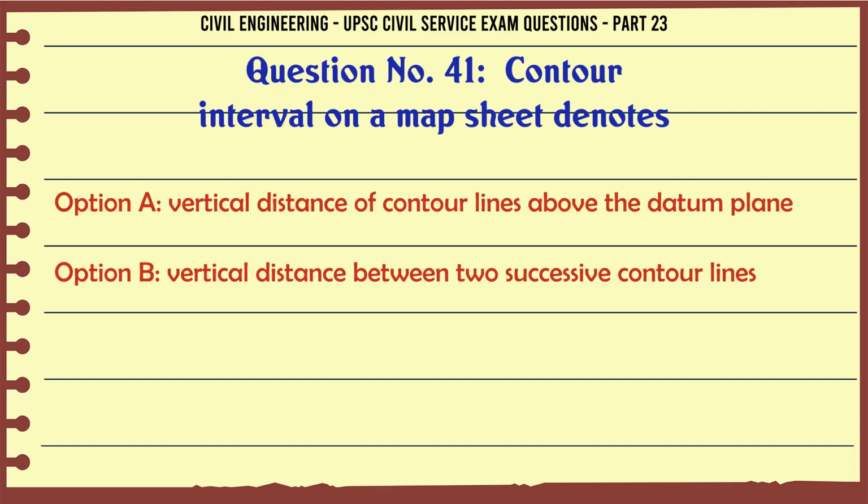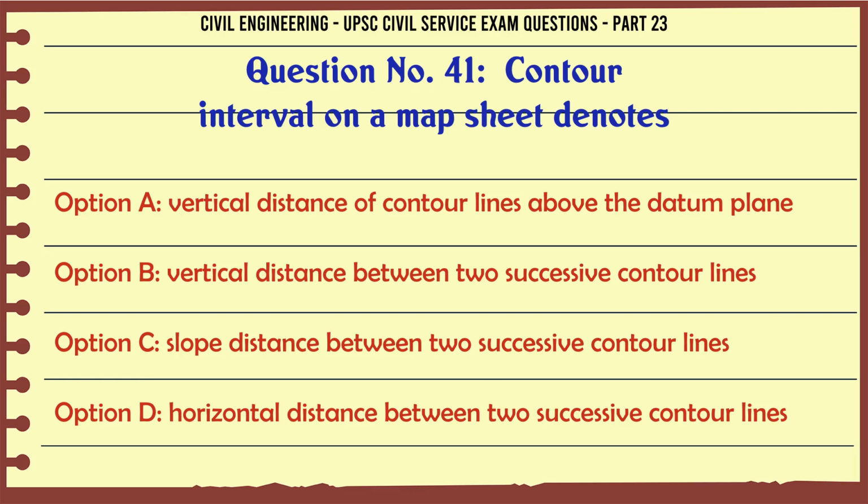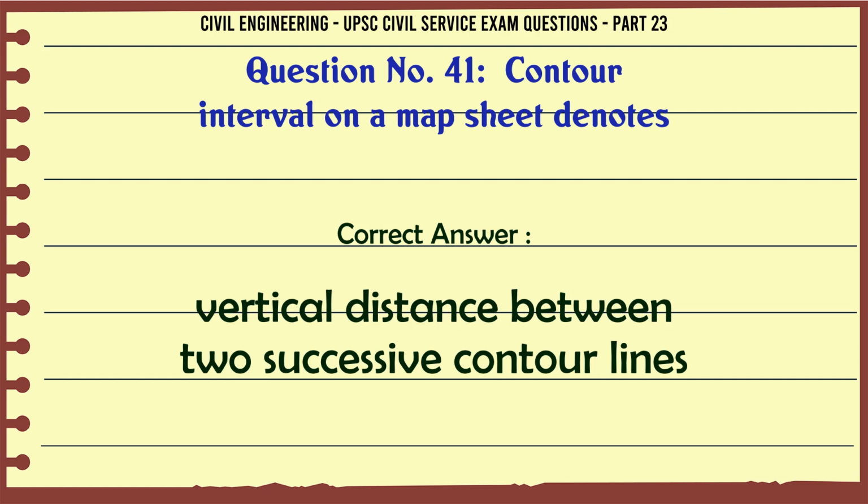Contour interval on a map sheet denotes A. Vertical distance of contour lines above the datum plane. B. Vertical distance between two successive contour lines. C. Slope distance between two successive contour lines. D. Horizontal distance between two successive contour lines. The correct answer is vertical distance between two successive contour lines.